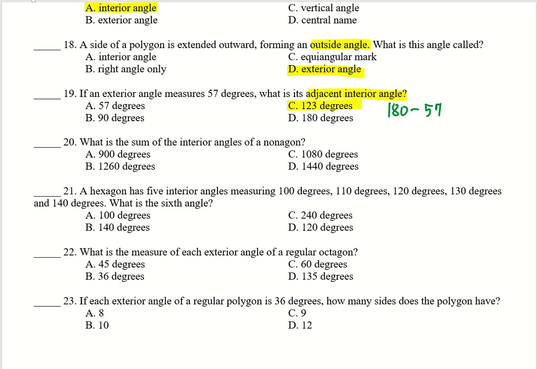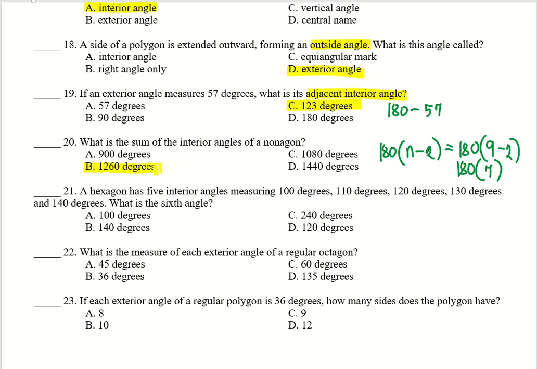What is the sum of the interior angles of a nonagon? Okay, so for our nonagon, we have 9 sides. So you just need to multiply 180 by n minus 2. So we get 180 times, for the nonagon, 9 minus 2, so you have 180 times 7. Okay, so for number 20, we have letter B, 1,260 degrees.